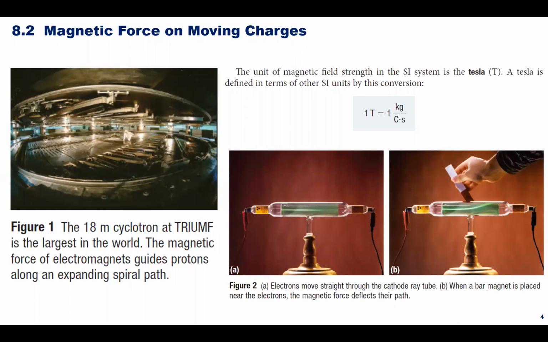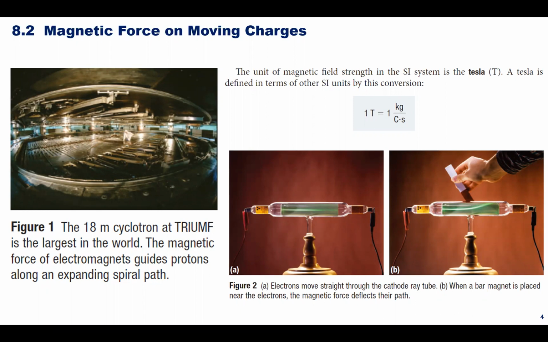Each second, the cyclotron particle accelerator at the Trump National Laboratory in Vancouver, which is shown in figure 1, accelerates trillions of protons to speeds of 224,000 kilometers per second. At this speed, a proton traveling in a straight line would reach the moon in less than 2 seconds. The magnetic force of a series of large electromagnets directs a proton in the cyclotron along a spiral path with an increasing radius.